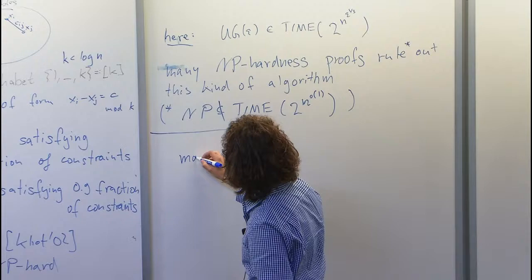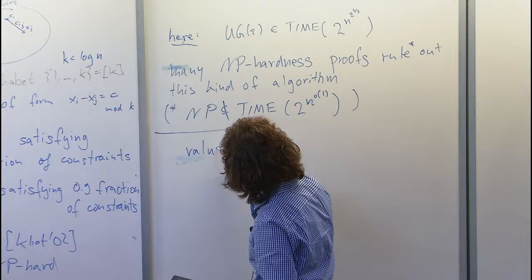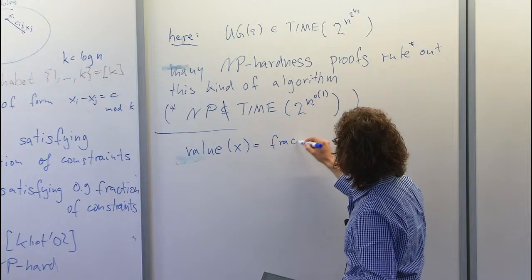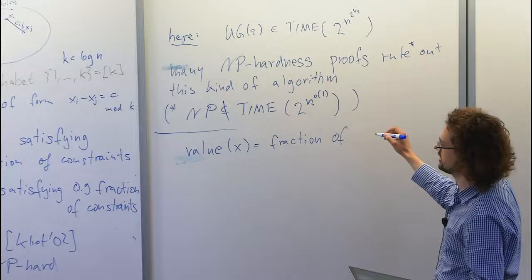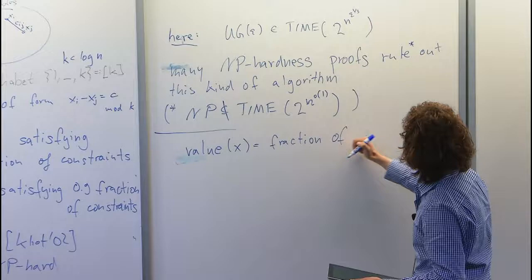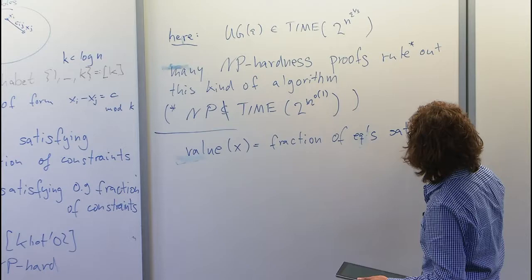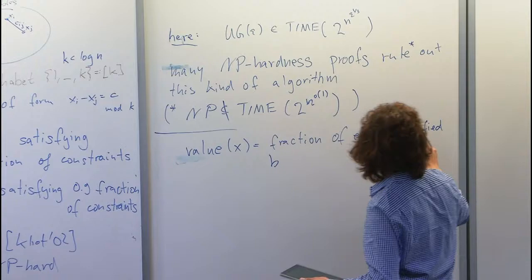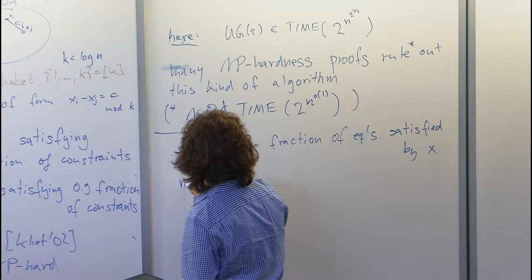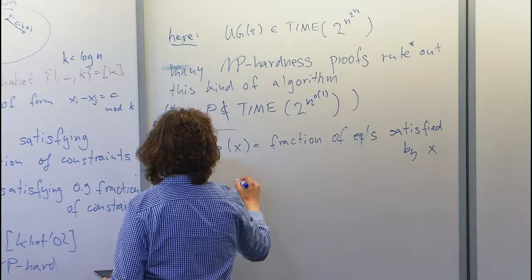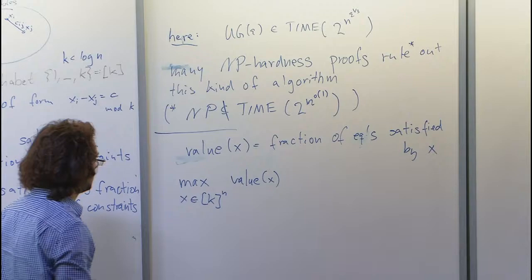First, let's write this problem a bit more concisely. Let the value of an assignment x be the fraction of equations satisfied by x. Then the problem we're trying to solve is to maximize the value of the assignment over all possible assignments. That's the optimization problem.